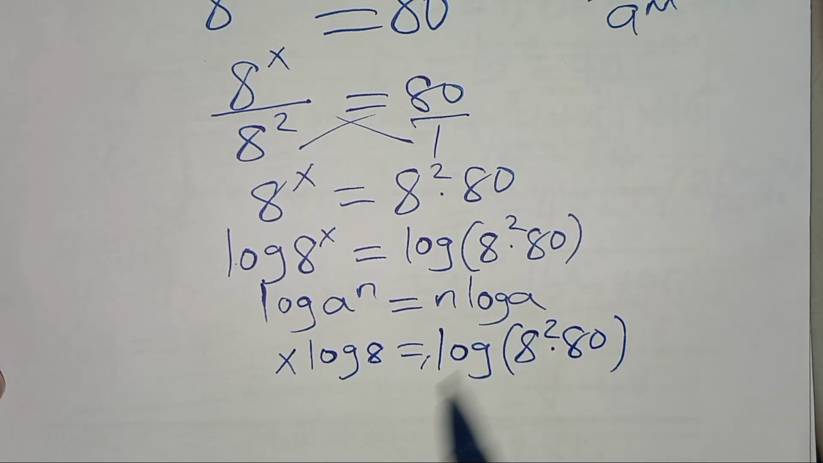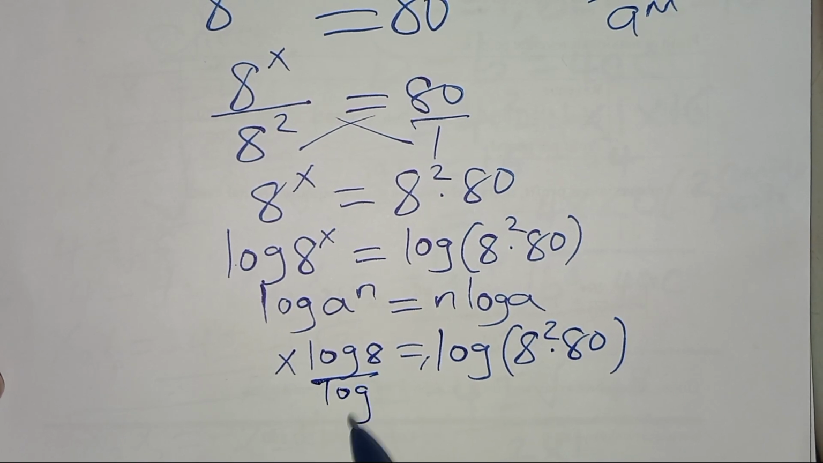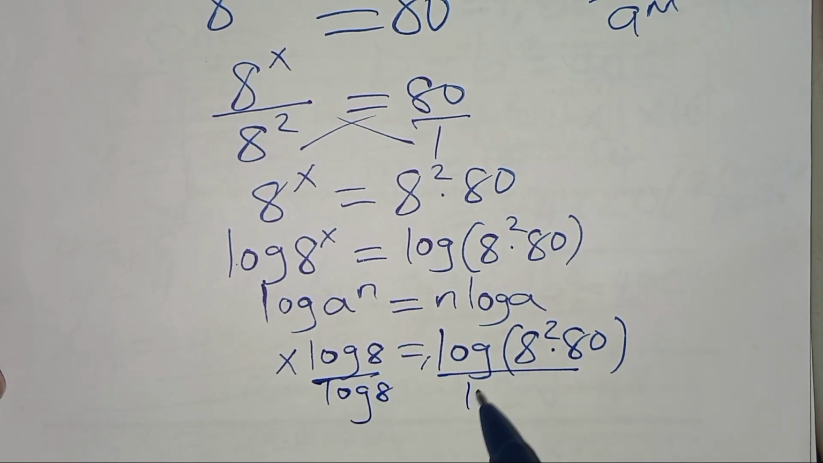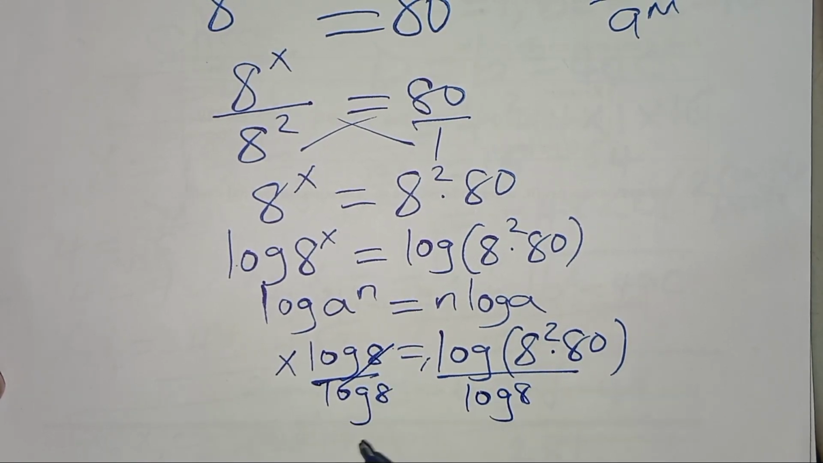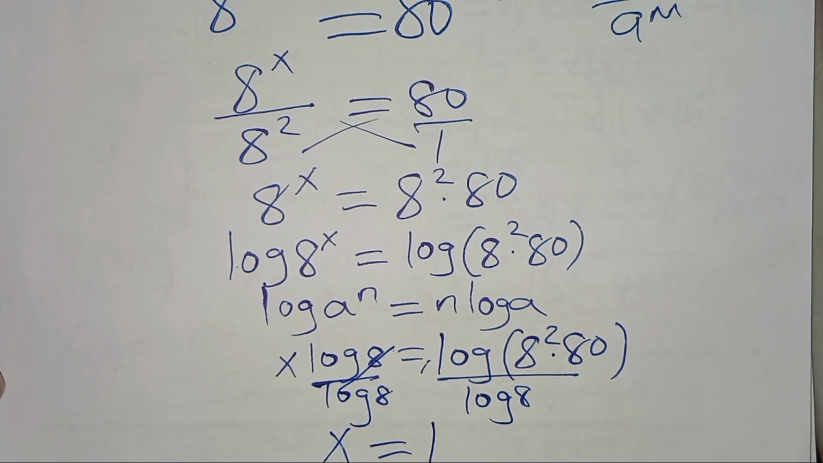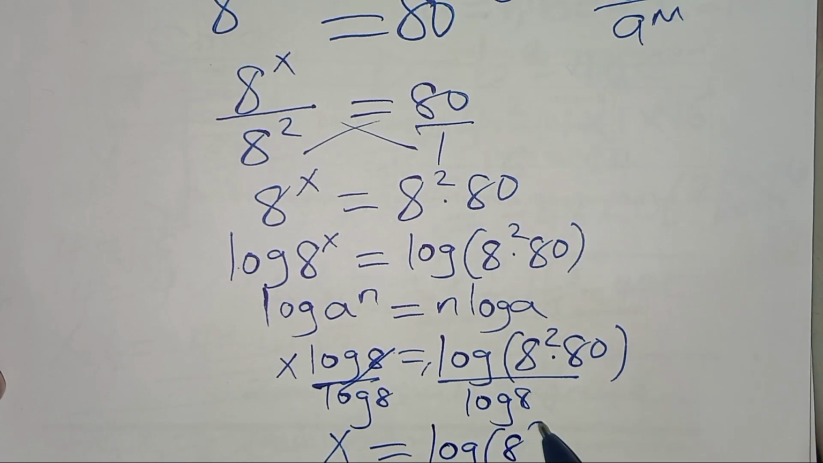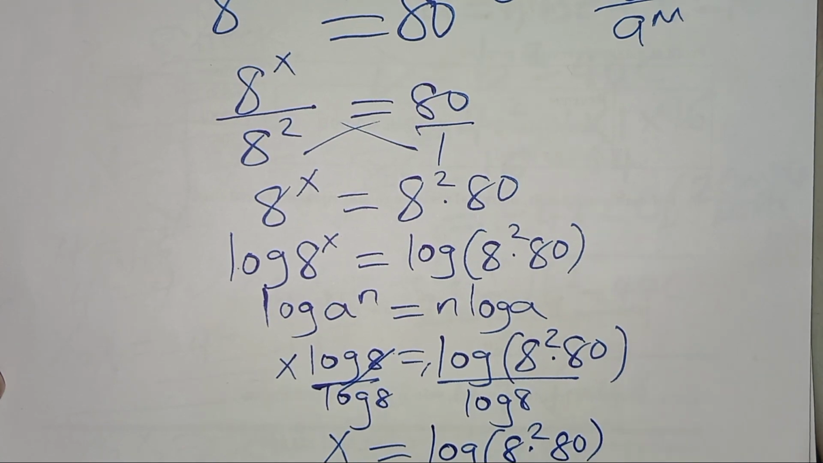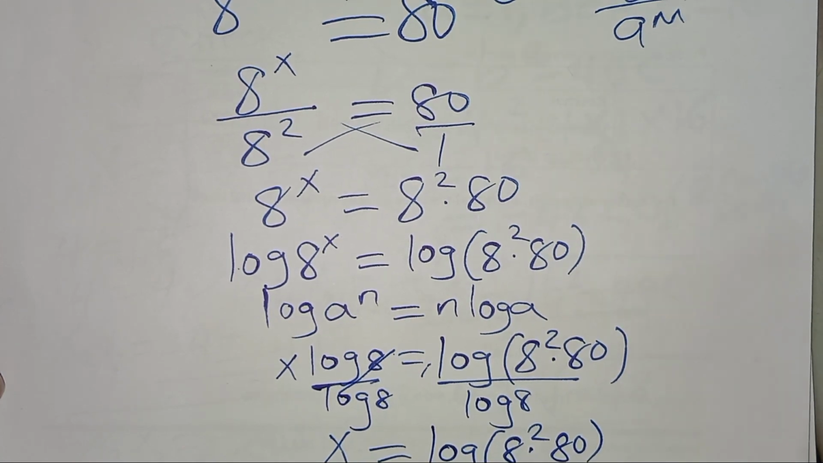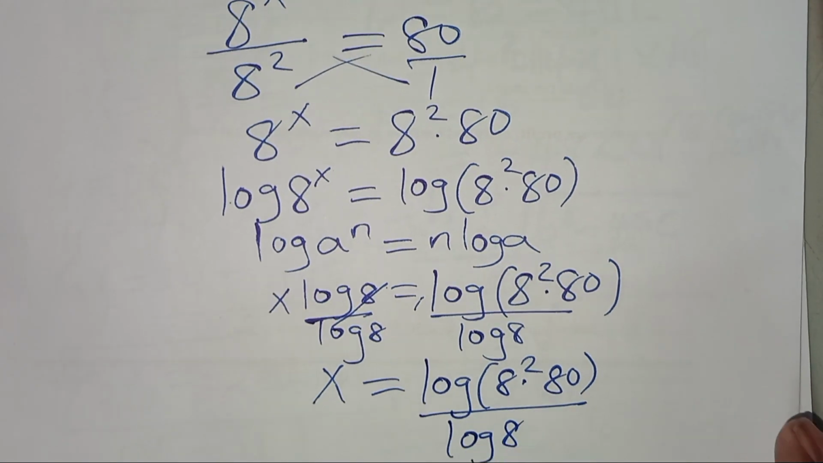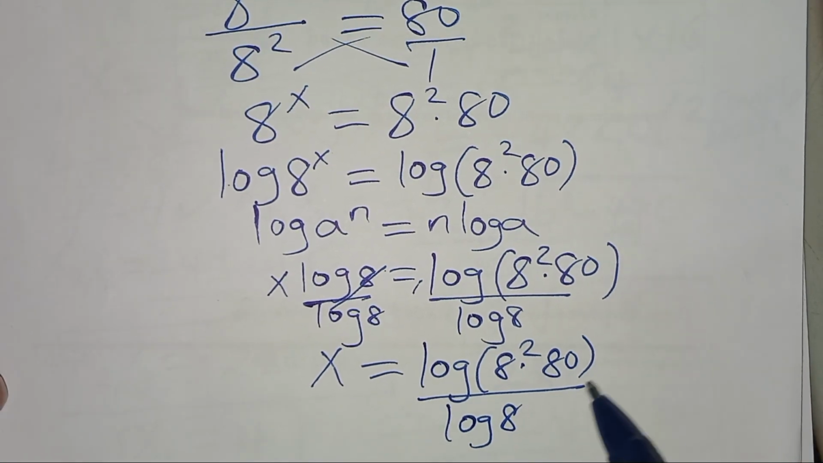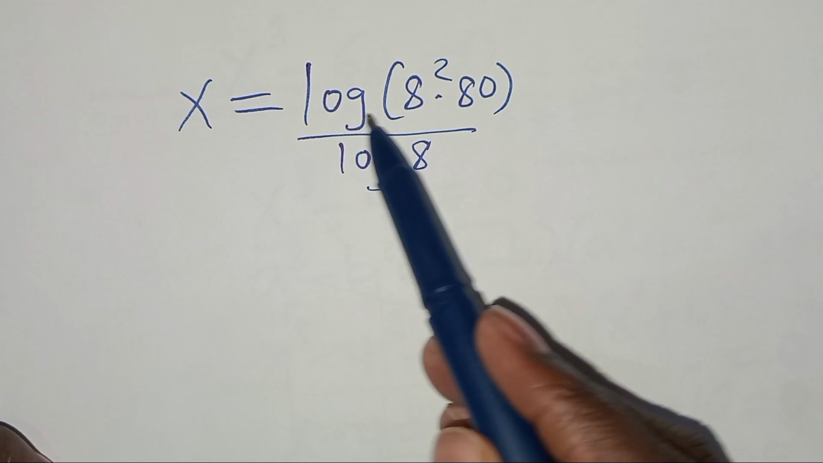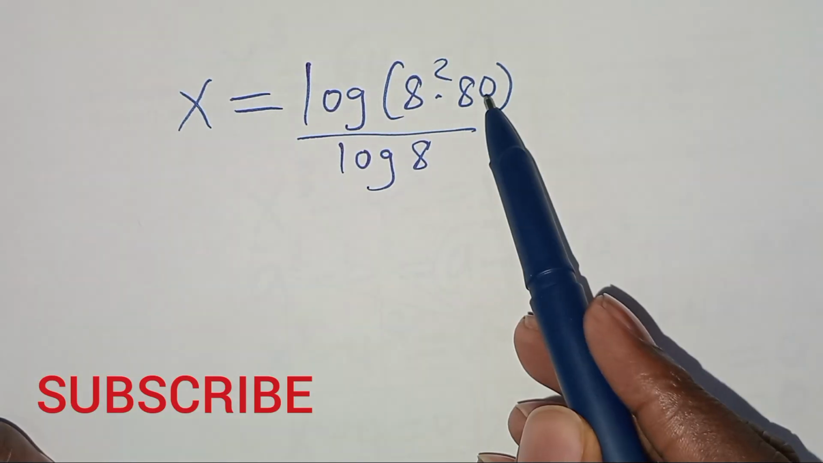Now, from what we have here, we divide both sides by log 8, so that now the value of x is equal to log 8 to power 2 multiplied by 80 divided by log 8. Okay, so let's proceed here. Now we have x is equal to log 8 to power 2 multiplied by 80.